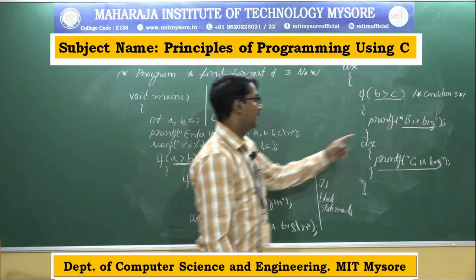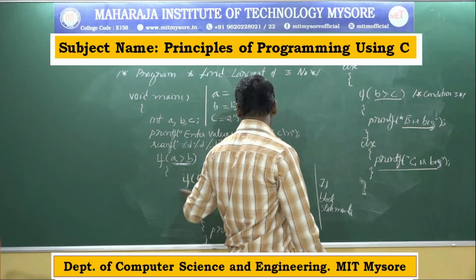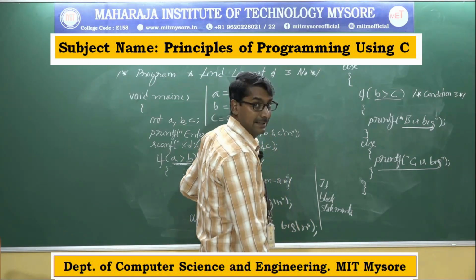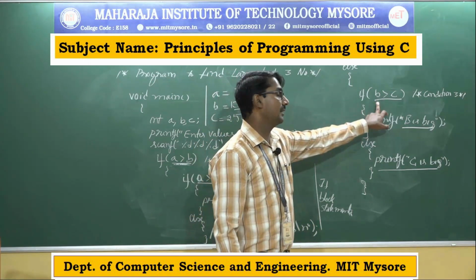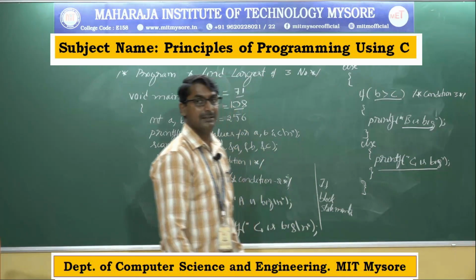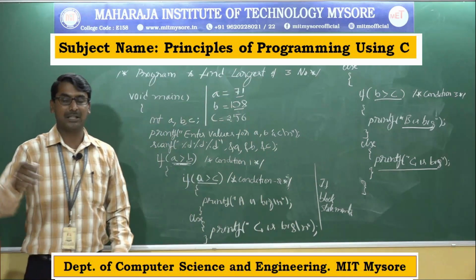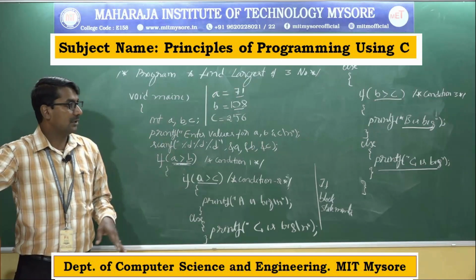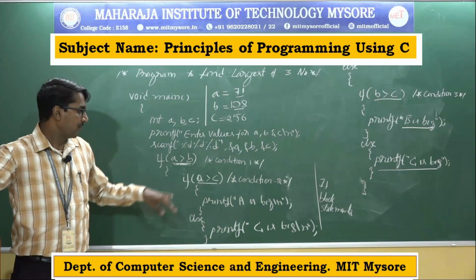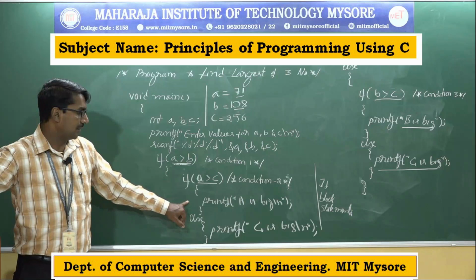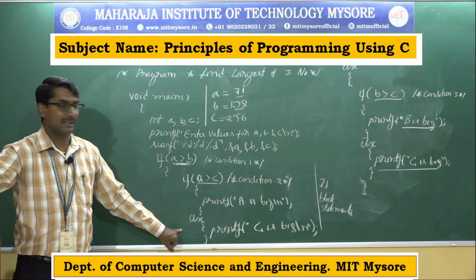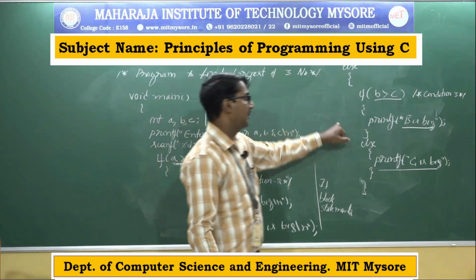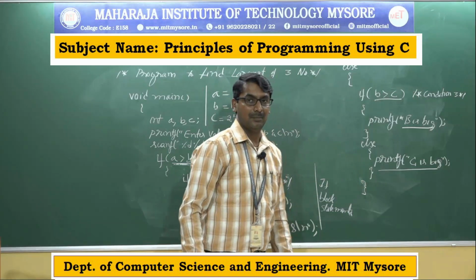Here also, to execute B is big, we are checking two conditions. Condition 1 is A greater than C. After that, we are checking B greater than C. So, we are checking multiple conditions to execute one statement. You can observe there are four alternates. One alternate is A is big or C is big. Similarly, B is big or C is big.